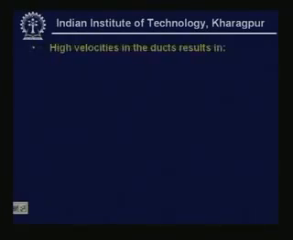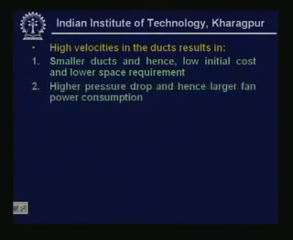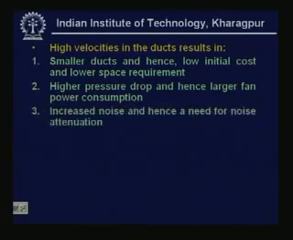Now, what is the effect of velocities? High velocity in the ducts results in smaller ducts and hence lower initial cost and lower space requirement. Since the velocity is high, for the same flow rate we can reduce the cross sectional area, that is how you get smaller ducts. However, if you have high velocities you will find that the pressure drop will be higher, as a result the fan power consumption will be higher. So, this is a disadvantage of high velocity systems.